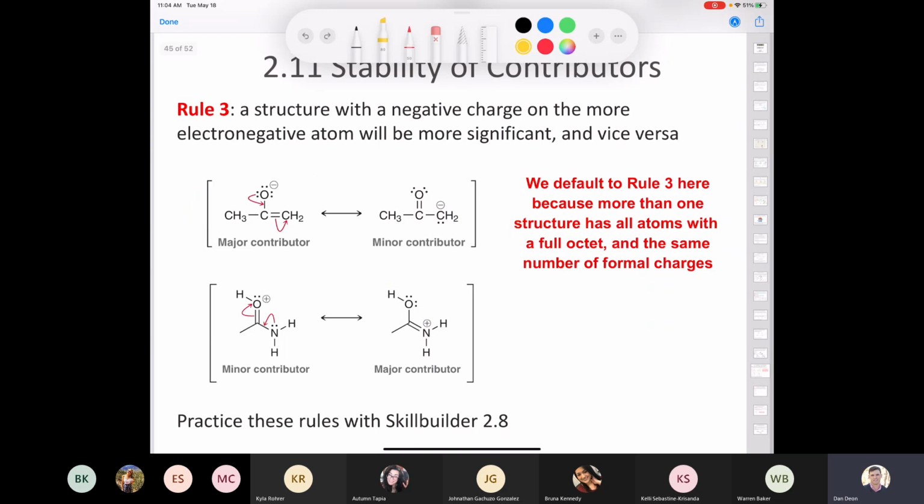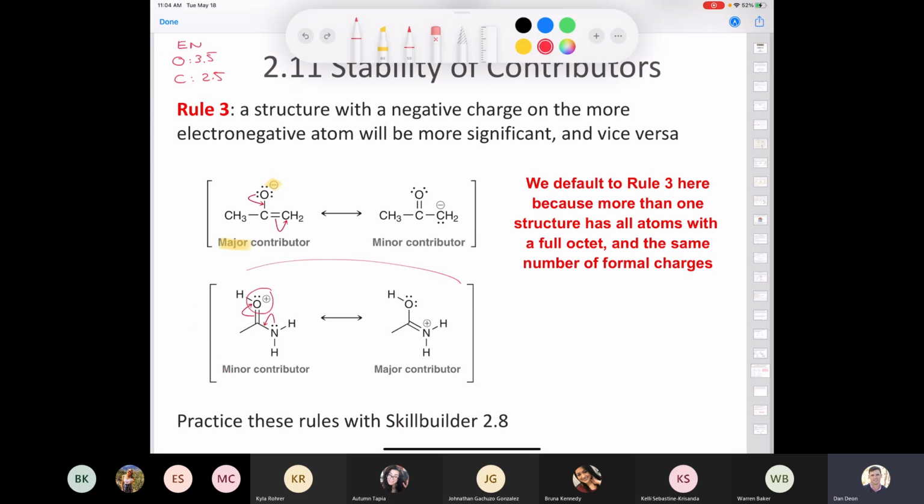But in the first one, the reason it's the major resonance contributor is because the negative charge is on the oxygen. Right? We know that oxygen is the second most electronegative element. It has an electronegativity of 3.5, whereas carbon is only 2.5. And since the negative charge is on the carbon here, which is a less electronegative element, it will be the minor contributor.